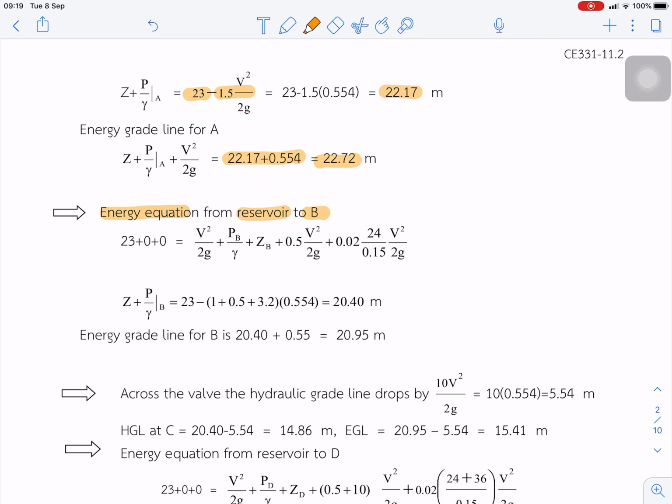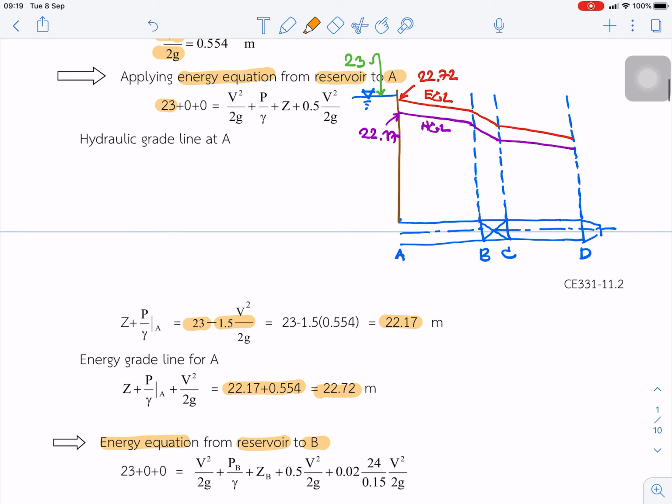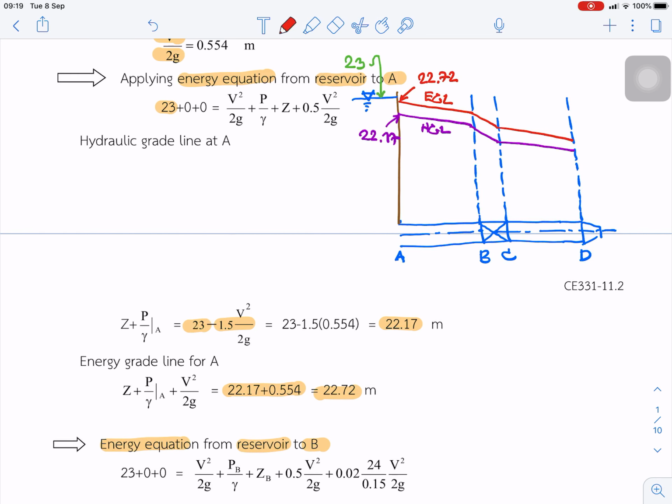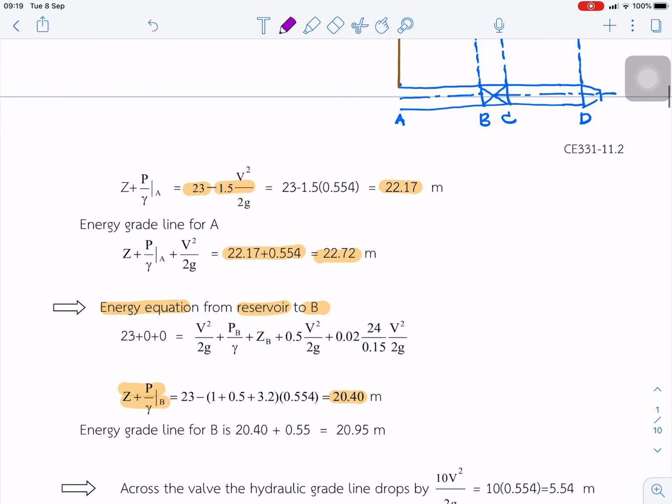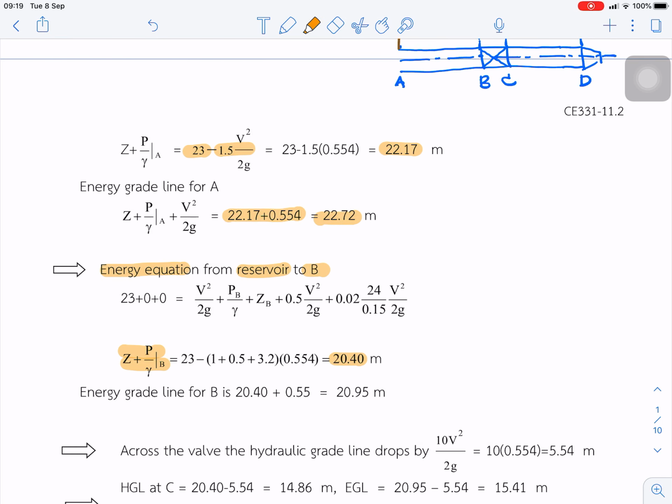From this we can find the grade line at point B is equal to 20.4. We have to add the entrance minor loss and the major loss for 24 meters, so we get 20.40. Adding the velocity head, we get 20.95.